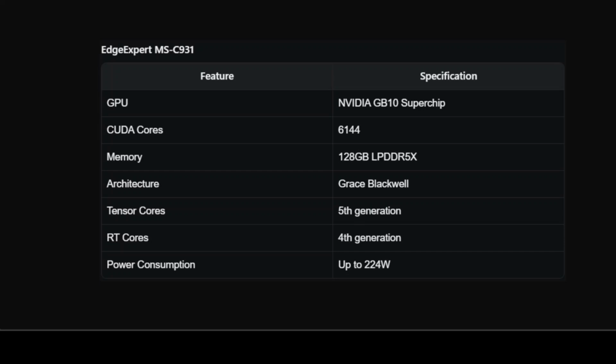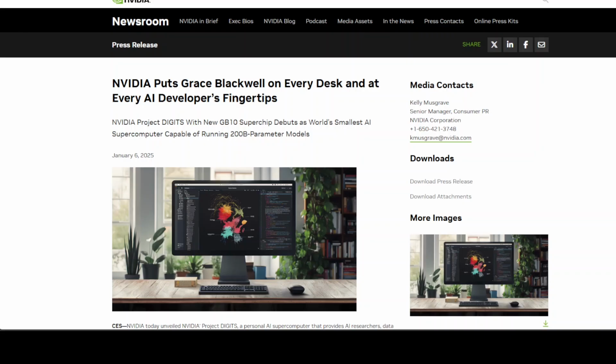The LPDDR5X memory also provides a high-speed interface that further enhances the system performance, and I believe that NVIDIA has already marked their place with this new chip. This GB10 Superchip is based on the Grace Blackwell architecture, which combines the CPU and GPU in a single housing using NVLink C2C technology. This allows for faster data transfer and processing, making it ideal for AI tasks. The GPU itself also features 5th generation Tensor cores and 4th generation RT cores that further enhance its performance.